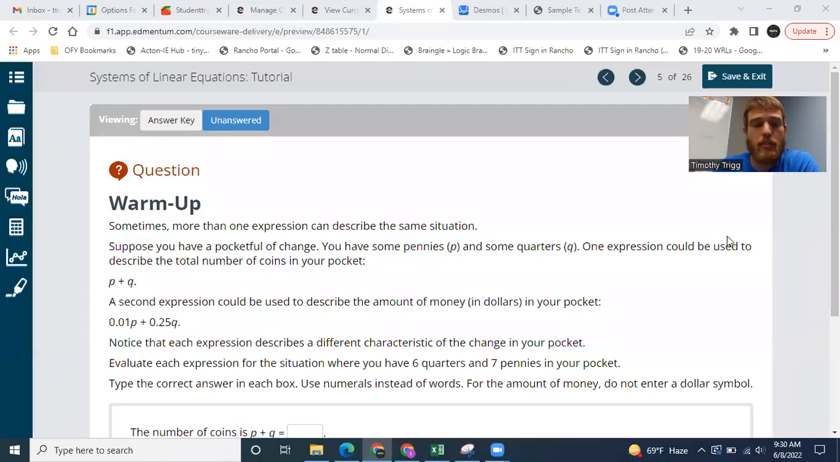Hello, math students. Today we're going to be going over systems of linear equations. This is when you have multiple lines and we want to see where the lines cross. We want to see where the lines coincide. This is an important lesson because the rest of this unit will be mostly based on this concept.